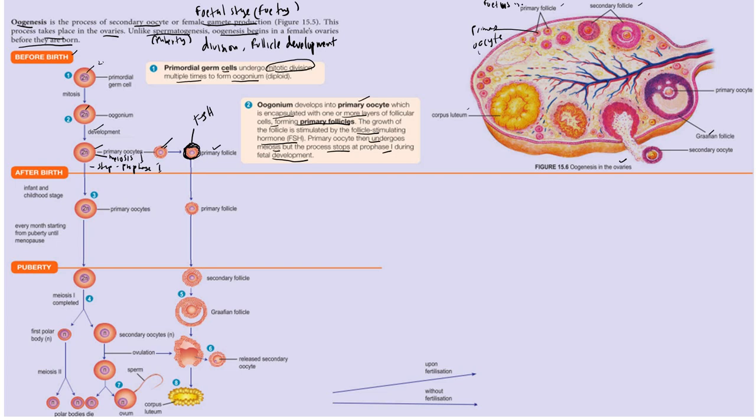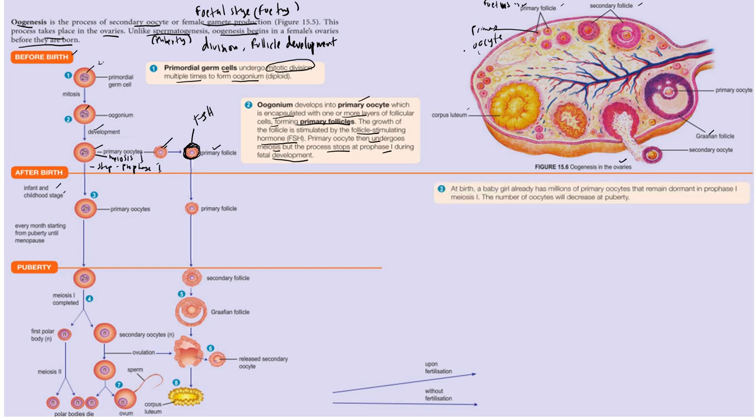Okay, in these stages, primary follicle. Inside the primary follicle we have the primary oocyte. The primary oocyte is still in prophase 1. Meiosis 1 is not complete yet. This stage is before birth, in the mother's womb. Later, after birth, is the infant and childhood stage.